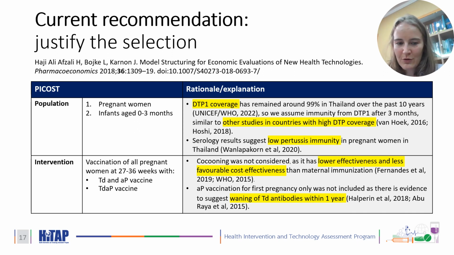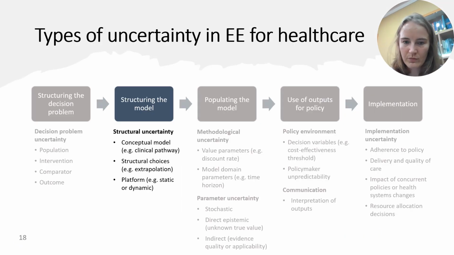On the screen, I'm not going to go through it, but essentially what we did is we put together a table with those different elements of population, intervention, comparator, and outcome. We justified what, for example, our population was, and then gave the different evidence sources and quotations from the literature to explain why we had made that recommendation. That's important because when someone's looking at your model and questioning why you set up the model in that way, they can challenge it, and it's transparent, and people know how to interpret your results.